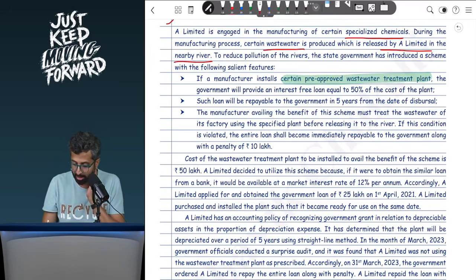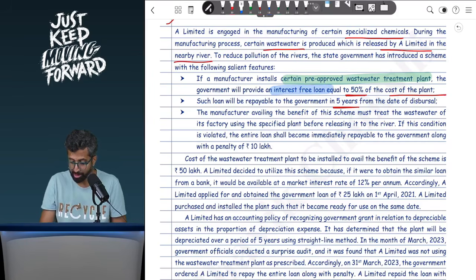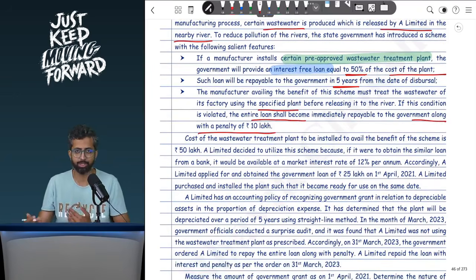government will provide an interest-free loan equal to 50% of the cost of the plant. Such a loan is repayable to the government in 5 years from the date of disbursal. So this is a loan, but this is an interest-free loan, and hence probably there is a hidden grant involved. The manufacturer availing the benefit must treat the wastewater using the specified plant before it releases. If the condition is violated, the entire loan shall become immediately repayable along with a penalty of 10 lakhs. So there is a possibility of a refund also over here.